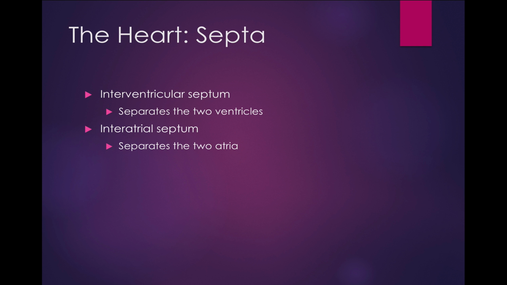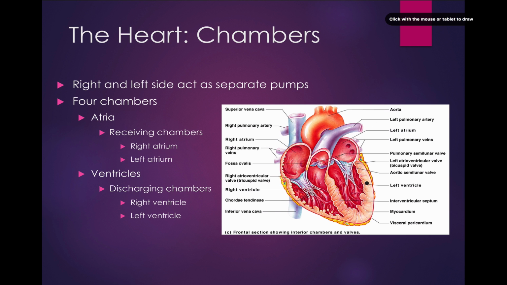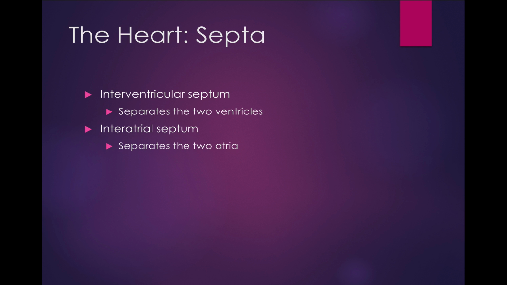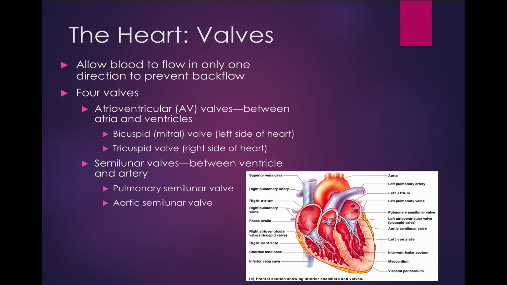Then we have something called an interventricular septum. So an interventricular septum is going to separate the two ventricles. That's probably more important than the interatrial septum. So the interventricular septum is basically this line right here. So it's just sort of how we get familiarized and how we get oriented if we were to do a heart dissection. Then we have a couple of valves.